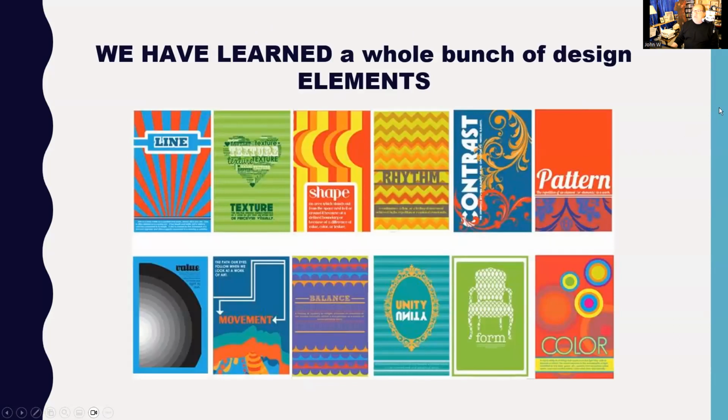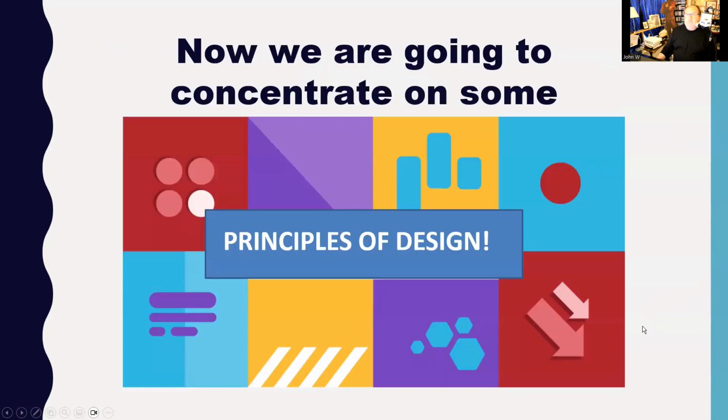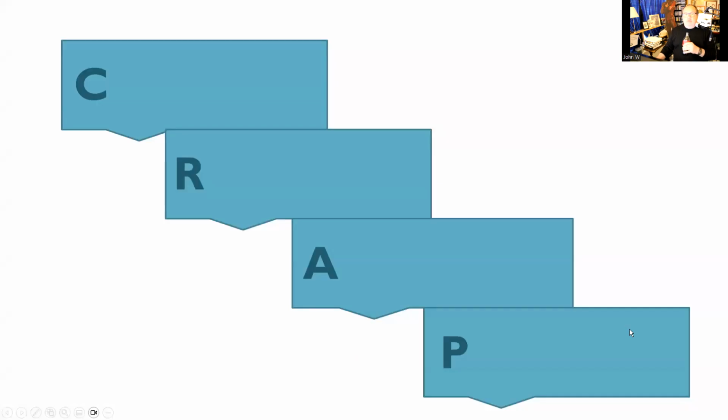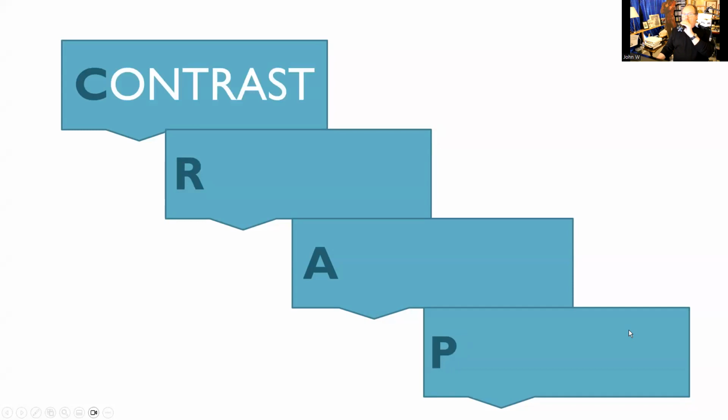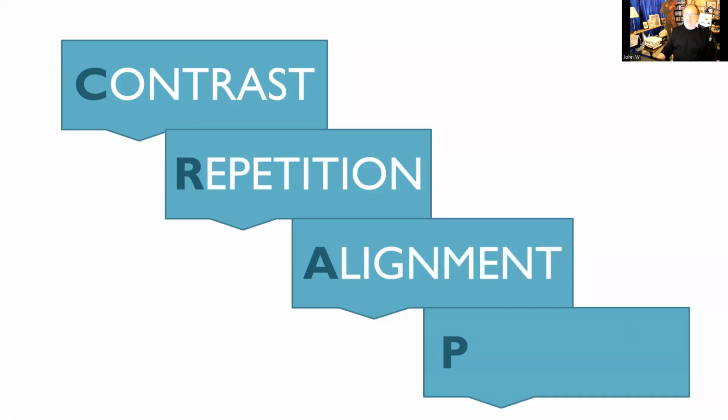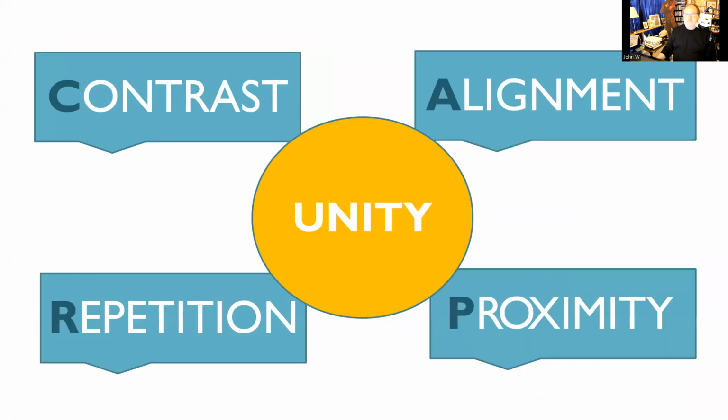We've learned a whole bunch of stuff about design elements. Now, how do we use them? So we concentrate on some of the principles of design, starting with CRAP. We know what contrast is by now. Repetition, alignment, proximity. And if you do this correctly, you'll have a unified design, a unified message.